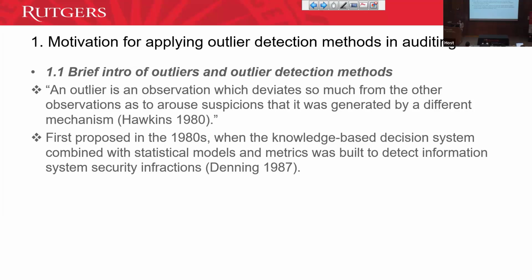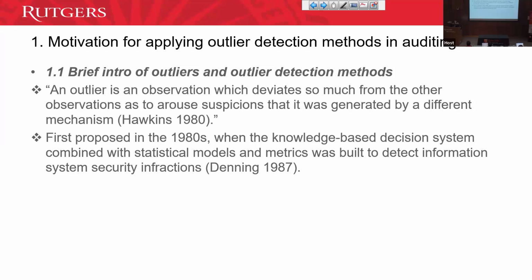Okay, now we're getting to the first part of this presentation. I know that some of our audience may not be very familiar with these two concepts, outliers and outlier detection methods, so I'll try to give you a very brief introduction. As for the outlier, this is a kind of observation or data point which deviates so much from other normal observations, and we consider those data points really suspicious since they may be generated from a different mechanism.